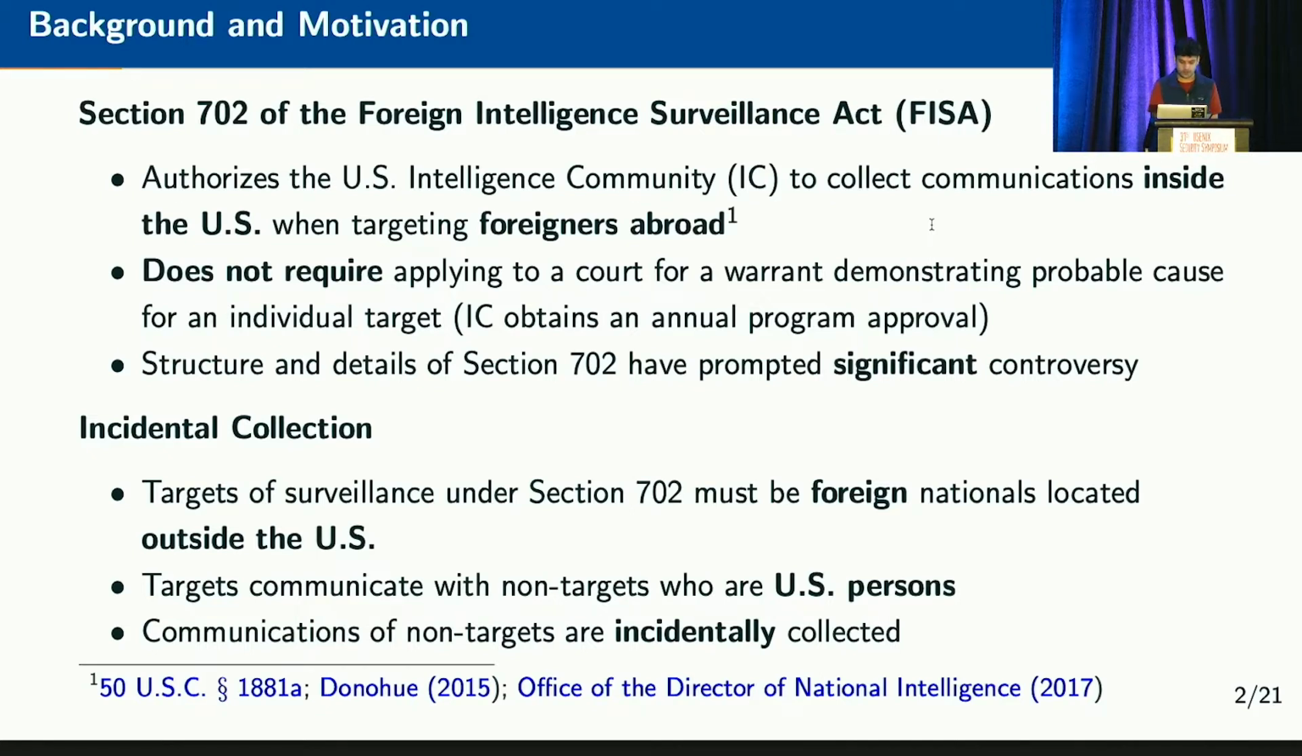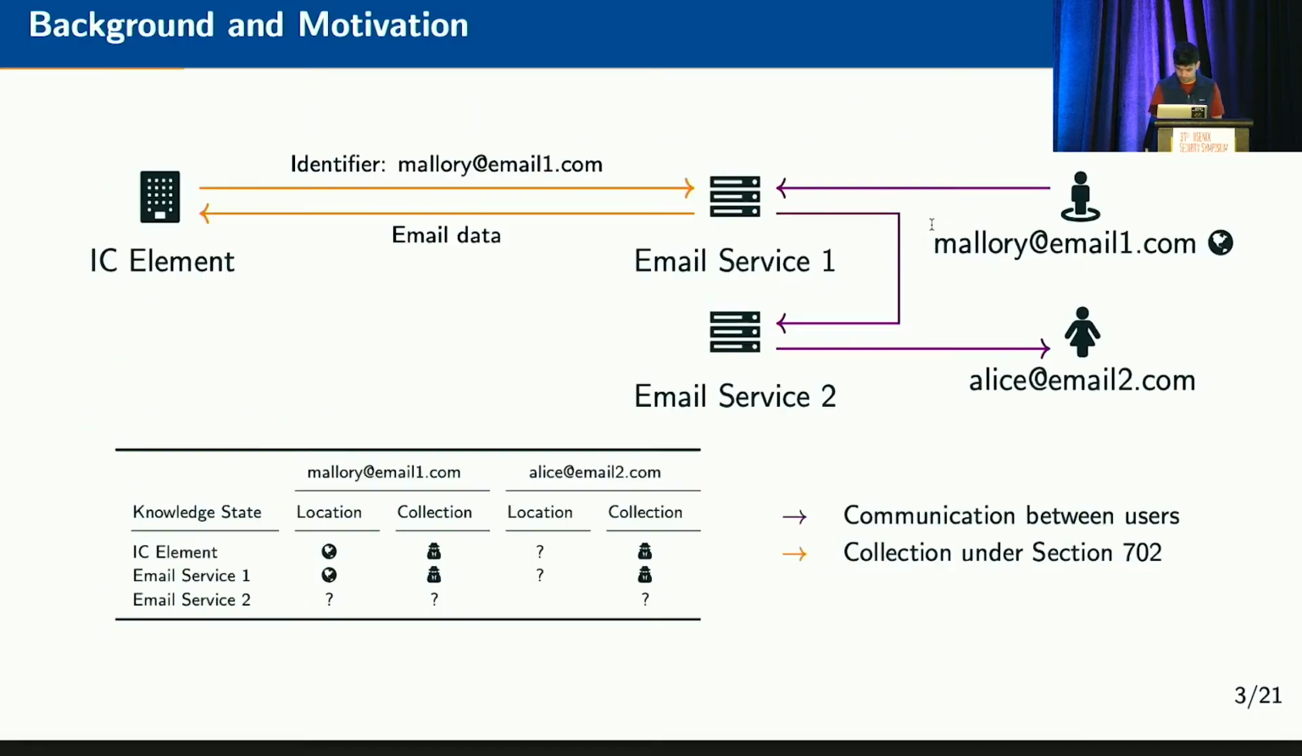The structure of Section 702 has prompted significant controversy, especially due to incidental collection. While the targets of Section 702 surveillance have to be located outside the US, they often communicate with people located inside. The IC ends up collecting these communications incidentally. Let me explain that with an example.